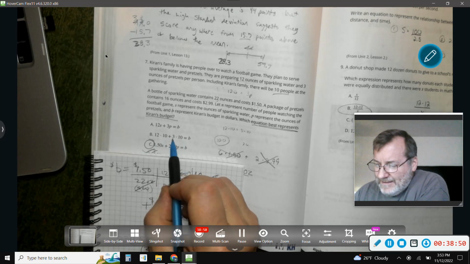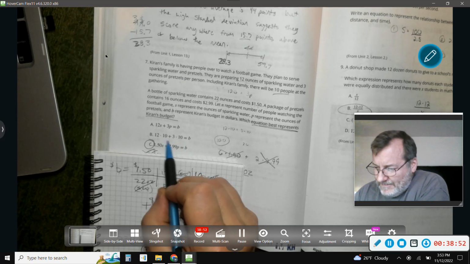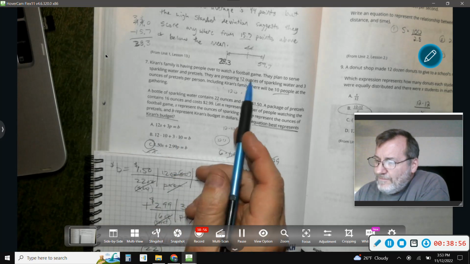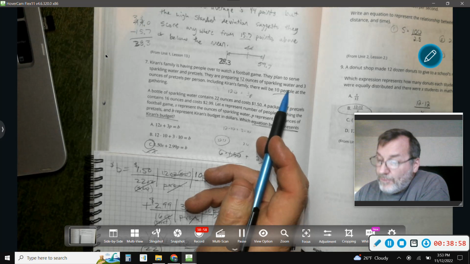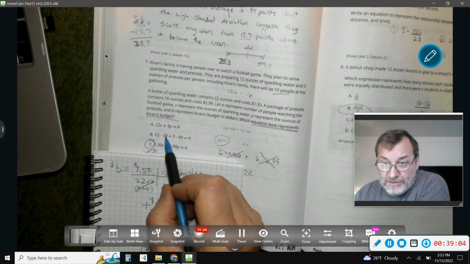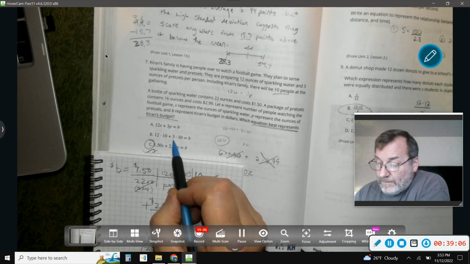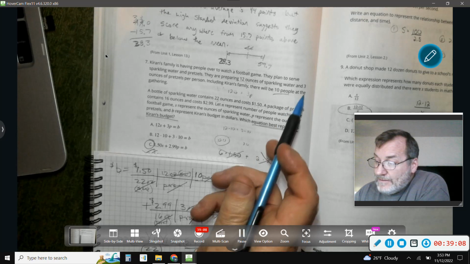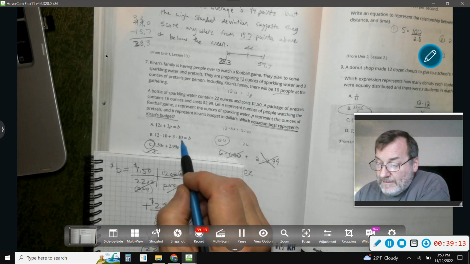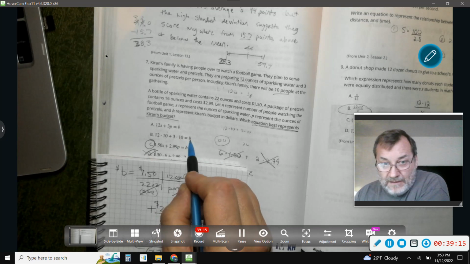12 times 10, 3 times 10. So I can see 10 people. What's the 12? 12 ounces of sparkling water per person. So that's ounces of sparkling water so far, times 10 persons, so that's just ounces of sparkling water. And the 3 is 3 ounces of pretzels per person, so that's ounces of pretzels. That doesn't equal my budget either.